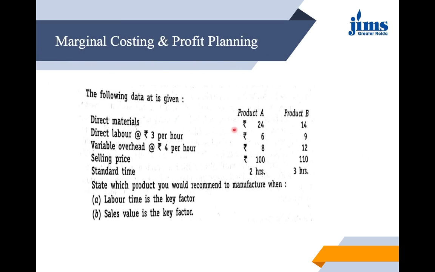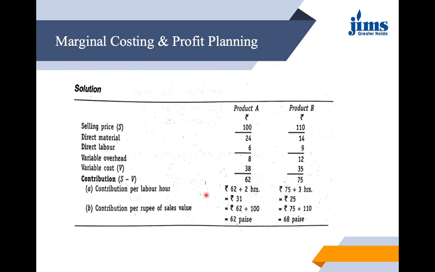This data is given to us for products A and B: direct material, then direct labor at the rate of rupees 3 per hour, variable overhead at the rate of rupees 4 per hour, selling price, and standard time for both the products. Then we need to state which product is recommended to manufacture. In the first case we need to consider labor time as the key factor, and in the second case we need to consider sales value as the key factor. Okay, let us have a look.